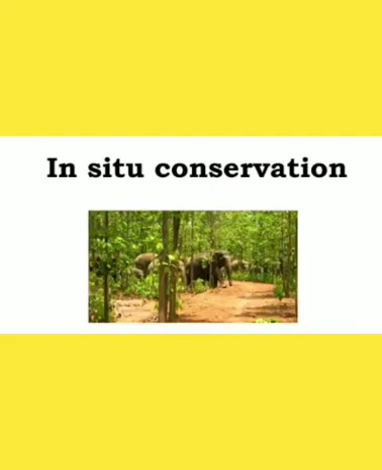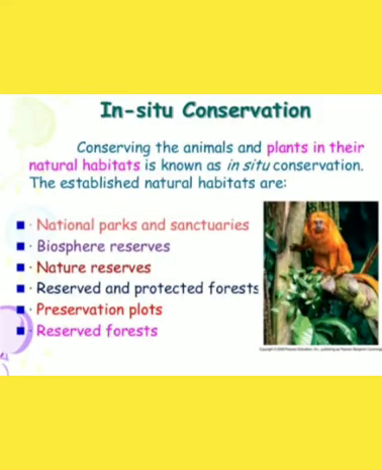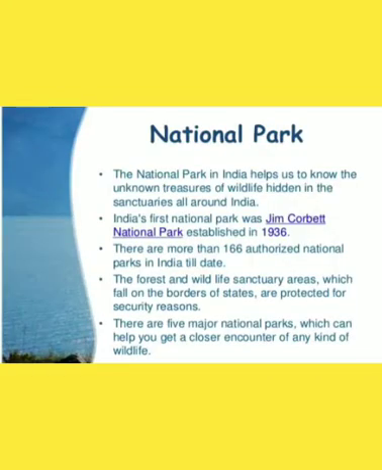First is in situ conservation. In situ conservation means the preservation of species in its natural habitat. That is national parks, sanctuaries, biosphere reserve, etc. The national park is an area having adequate ecological, floral, faunal, natural, and zoological significance. The national park is declared for the purpose of protecting or developing wildlife or its environment.